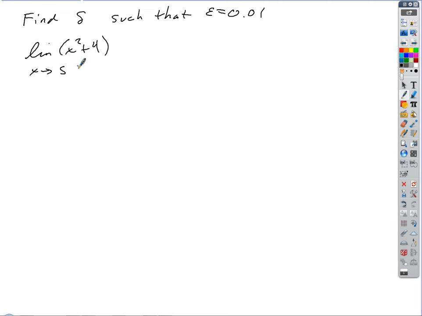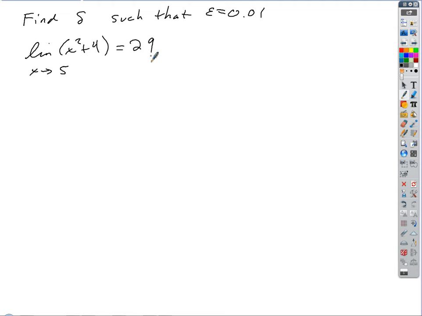Why did they write the x approaches 5 underneath the limit? That's just the notation, that's just the way we do it. Okay, so I guess we need to know what the limit is first, right? What is the limit? 29, okay, so it equals 29.